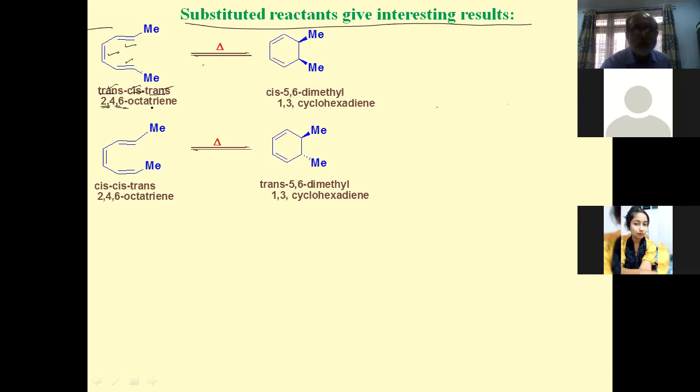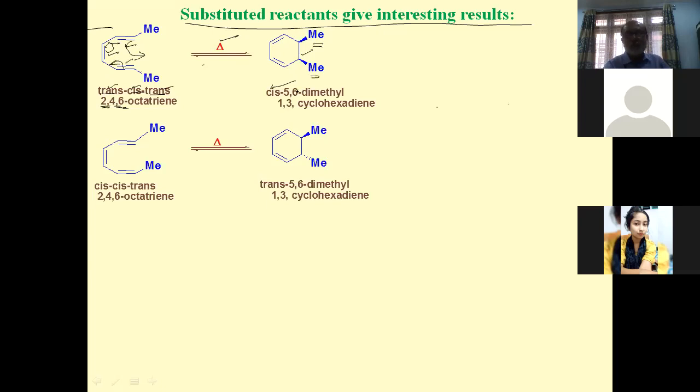Octatriene, right? Now, when this is heated, meaning thermal conditions, we get this product. So what will be the product? You can simply write it down by drawing the cyclic transition state. This is the new sigma bond that is formed and the pi bonds shift their positions. I think you got the point. But the methyl groups that end up in these two positions are found to be cis.